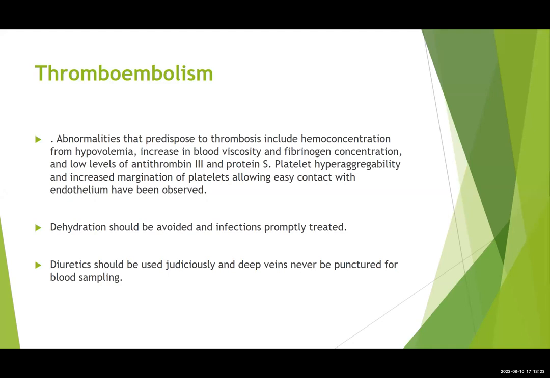The predisposing factor is hypovolemia. Hypovolemia predisposes the patient to thrombosis, with increased blood viscosity, increased fibrinogen concentration, low levels of antithrombin III and protein S, platelet hypercoagulability, and increased margination of platelets, allowing easy contact with the endothelium, have been observed. So there are many factors causing this thromboembolic phenomenon, and it's very important. These two serious problems, pulmonary embolism and renal vein thrombosis, are not uncommon. So dehydration should be avoided and infection should be treated.